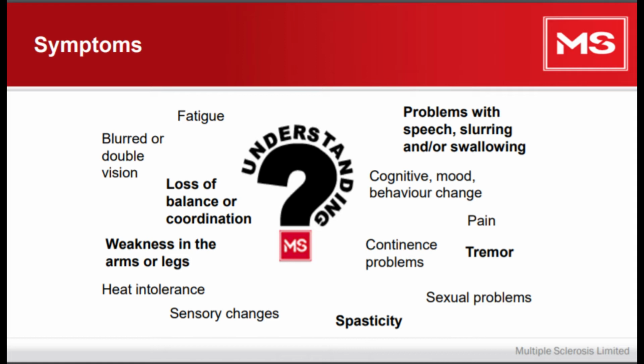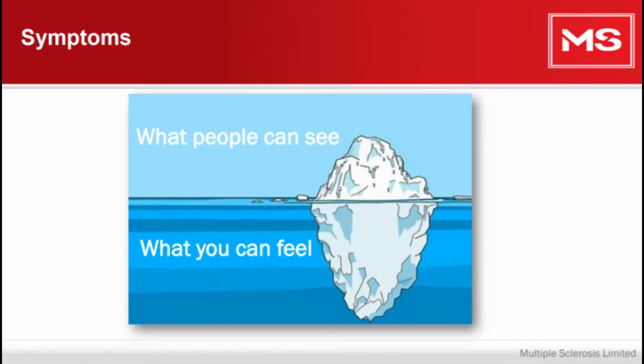And so it can be very hard for a person with MS to convey what is happening for them effectively to their loved ones, friends, family, employers, etc. So I like to think sometimes of MS as being a bit like an iceberg. People can only see the tip of the iceberg, and there is so much more going on underneath that people often can't see.